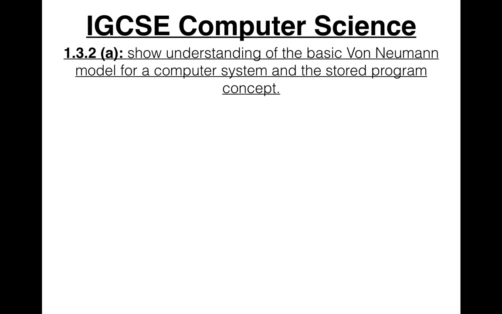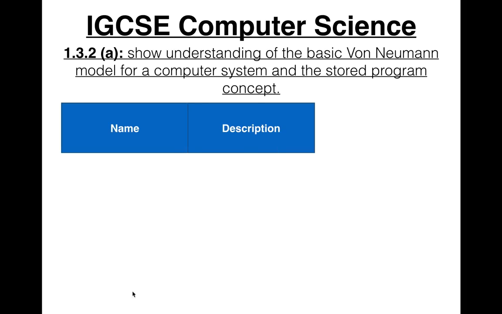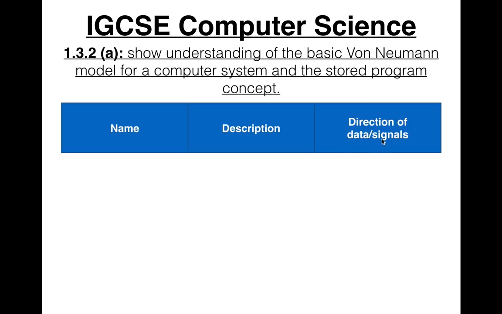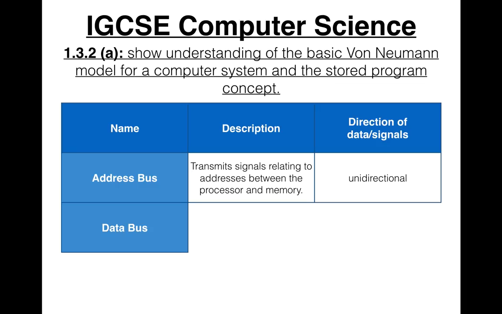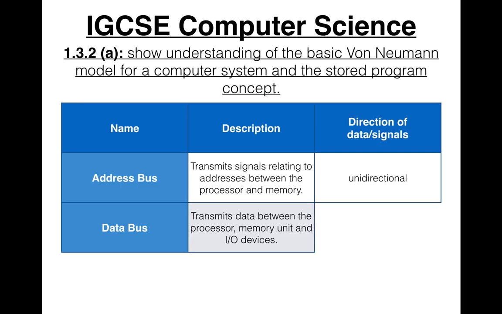So let's look at the buses. We've got a name, a description, and direction of data or signals for each bus. The address bus transmits signals relating to the addresses between the processor and memory. Its direction is unidirectional, which basically means that signals travel in one direction. The data bus transmits data between the processor, memory unit, and input and output devices. It's bidirectional, which means it can travel in both directions.